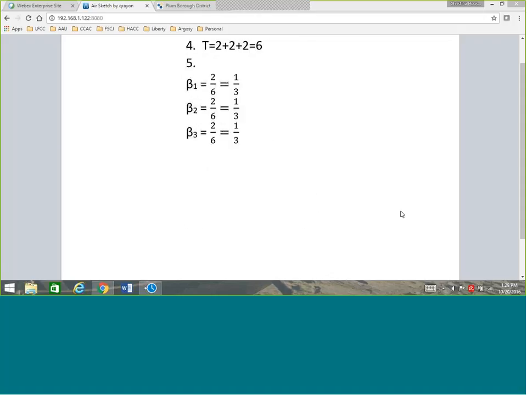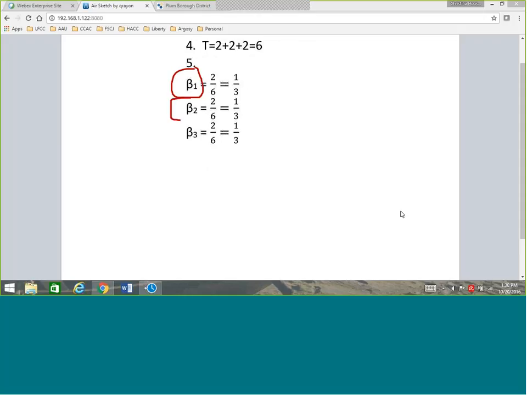Step 4 is to add all the critical counts. That gives me 6. And then step 5, I'm writing my ratio. This symbol right here is the Banzhaf Power Index for player 1, which had a critical count of 2. Capital T is 6, which reduces to 1/3.